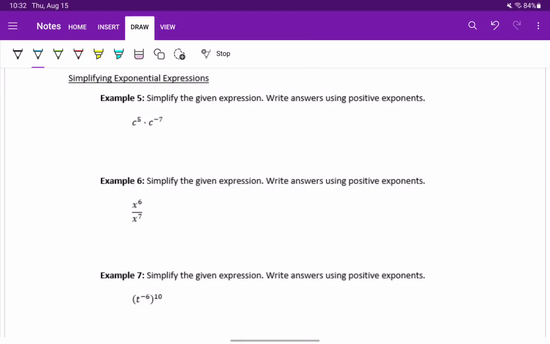In the next few examples, we want to take a look at using the properties that we've established, those different rules, and see how they can help us simplify expressions with exponential pieces. In example 5, we have c to the 5th power times c to the negative 7th power. Using the product rule, we know that this will become c to the 5th plus negative 7, or minus 7, whichever way we want to write that. That will give us c to the negative 2nd power. And then we're told in the directions here specifically, we want our answers to use positive exponents. So we'll use that negative rule for exponents to rewrite this as 1 over c squared.